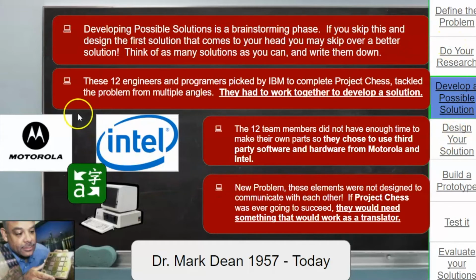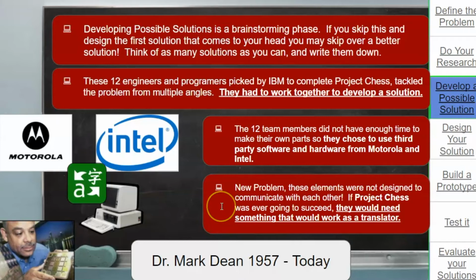And this is interesting in the problems that I've given in STEM projects in the past. You guys all come up with different solutions. And if we were in a class together, what we do is we put those solutions on the board and we would discuss what the best solution was, which is what these 12 people got to do. These 12 engineers and programmers picked by IBM to complete Project Chess tackled the problem from multiple angles. They had to work together to develop a solution.